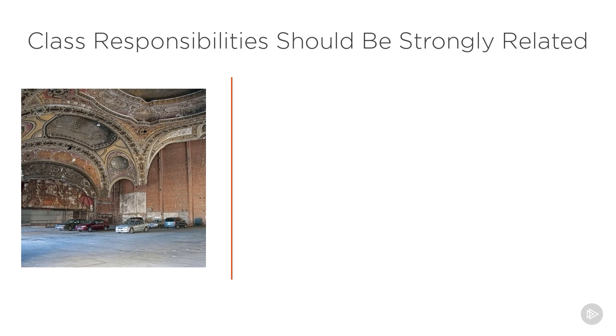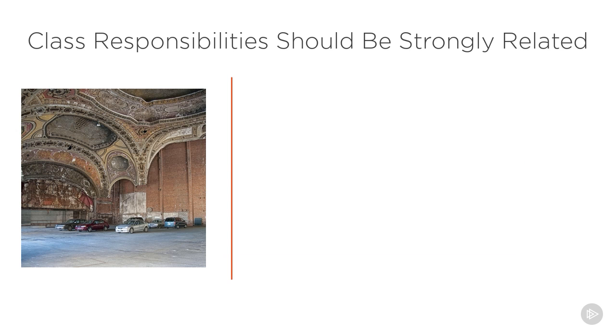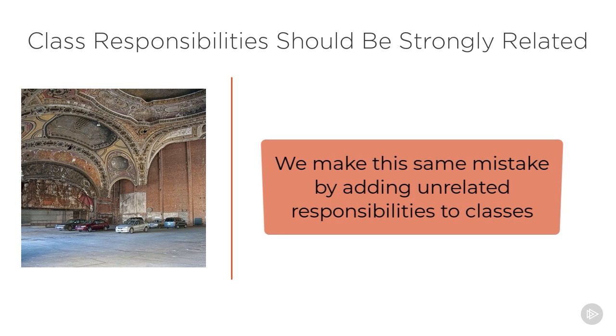This is the old Detroit Theater in Detroit, Michigan. It's now being used as a parking lot. This is highly inefficient and odd, but that's not a surprise because this wasn't ever intended to be the responsibility of a theater. We often run into the same problems in our classes when we assign responsibilities to the wrong class or expect a single class to do too much.